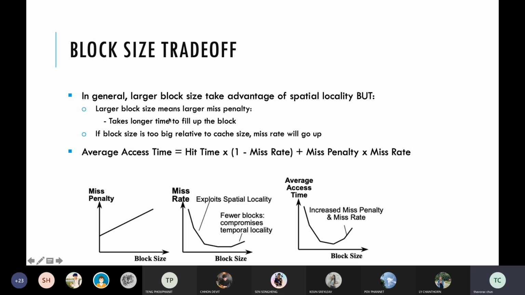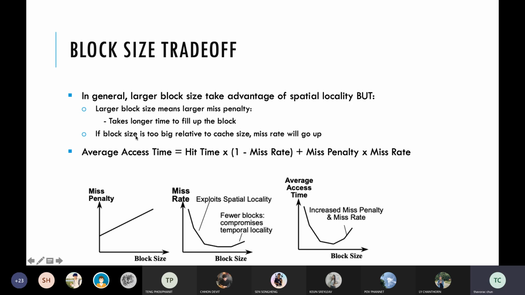When we talk about miss penalty here, it means that if you cannot find the data you want inside the cache, you are required to copy the entire block from main memory into cache, right? So if the cache block is too big, you need to spend more time to copy the content from the main memory into cache. That is the point here. If you increase the block size, there is also a higher miss penalty in the time that you take.